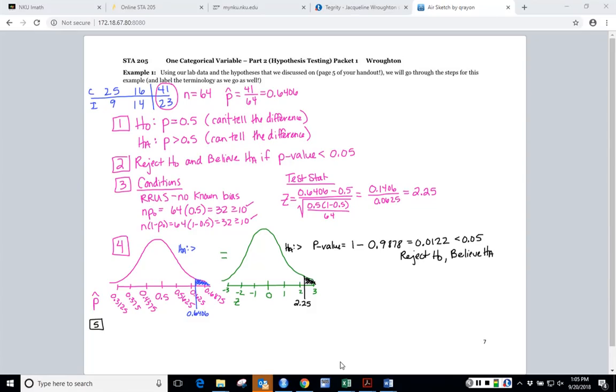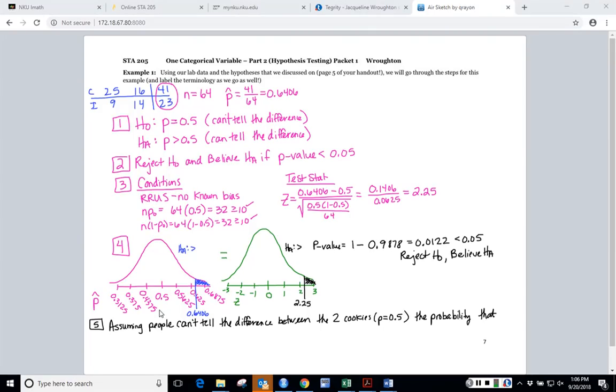So I'm going to do the first interpretation like we've done before. So assuming people can't tell the difference between the 2 cookies, and so what I'm really saying there is that our p is 0.5, right? They can't tell the difference. The probability that.